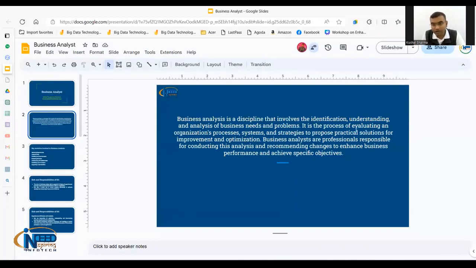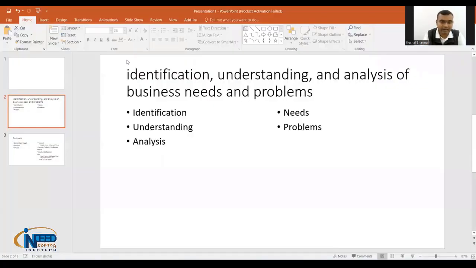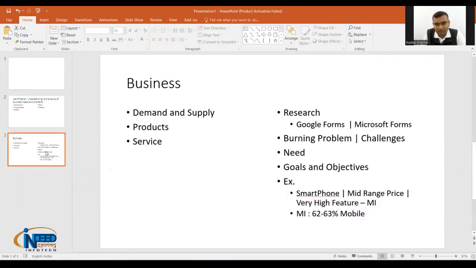Moving forward, it is the process of evaluating an organization's processes, systems, strategies to propose practical solutions for improvement and optimization. Now, the first step is done. As per the definition, we will go step by step. The first step is done, that identification. What is the need? In this particular case, the need is to maintain the same profit level. We cannot go down, we can go up, but we cannot go down. So maintain 60 to 63%, whatever revenue we are generating.